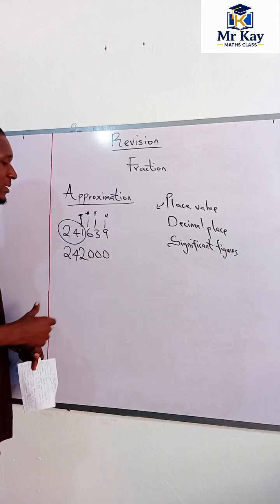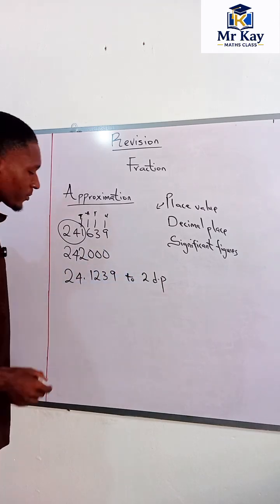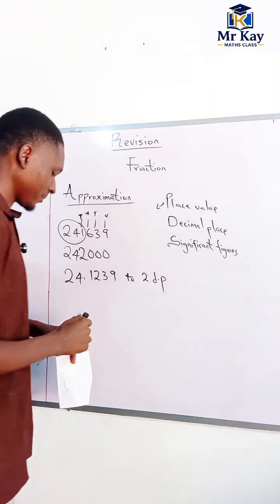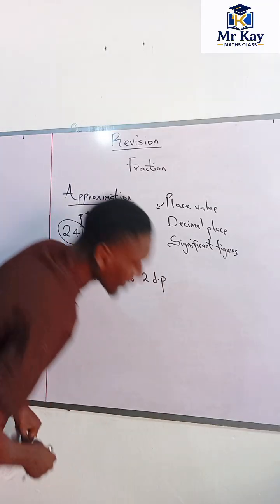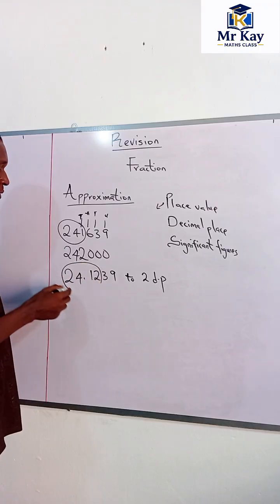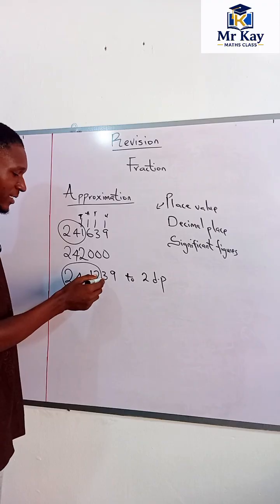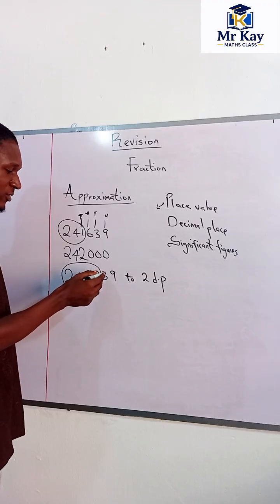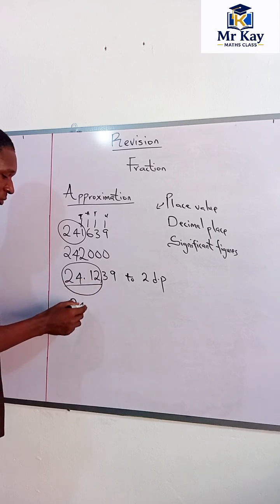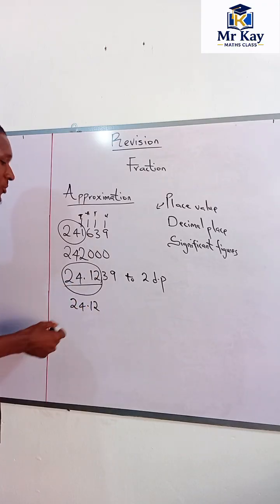The next one is decimal place. Assuming you have a number like this, 2 decimal places means what? You should leave 2 numbers after the decimal point. And where are the 2 numbers? The first number after the decimal point is 1, the second number is here. Therefore, we are going to stop 2 numbers after the decimal point. But before we stop there, we are going to check the number if it is up to 5. This next number is not up to 5. Therefore, we are going to leave our answer like this, 24.12. Assuming this 3 is up to 5, then we are going to increase this 2 to 3.